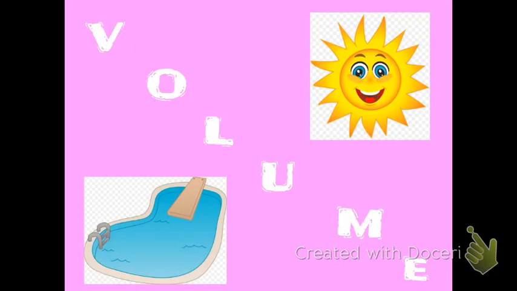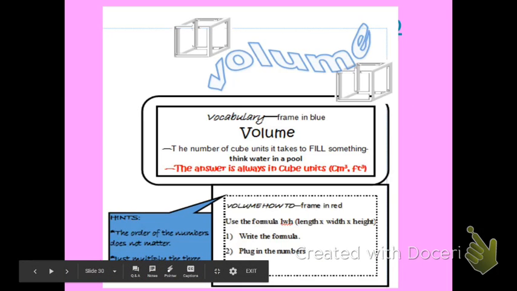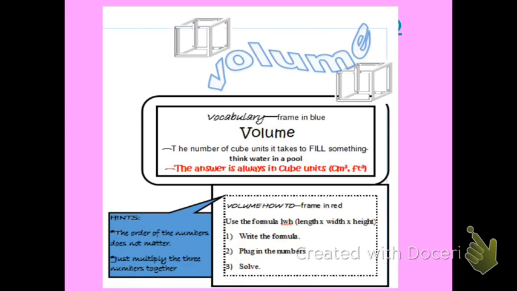Okay, so volume is like a pool because it fills something up. So let's talk about some things about volume that we haven't talked about yet. First of all, the vocabulary, and you've already got this in your notes and probably already framed it in blue. It says the number of cube units it takes to fill something, think water in a pool, and the answer is always in cube units.